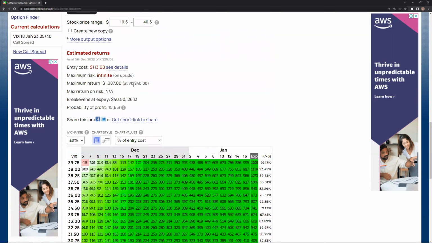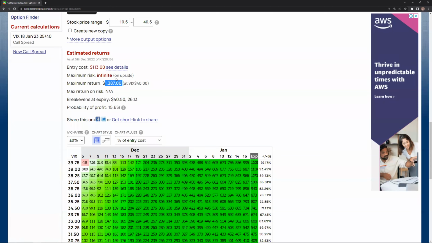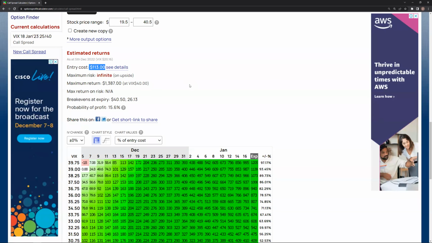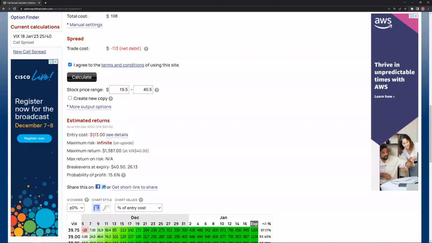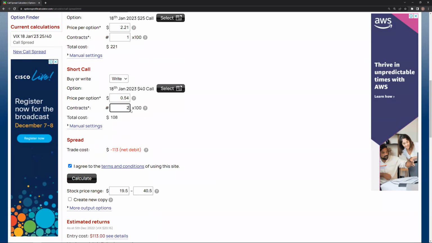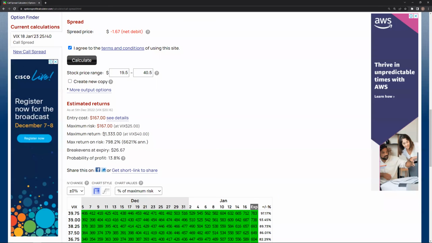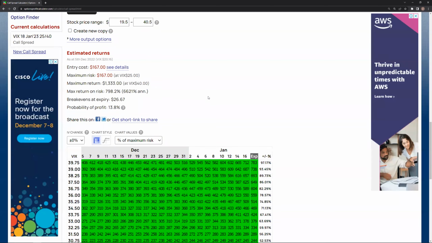But as long as VIX expires below 40, you will still get your maximum return. And because now your entry cost is drastically lower, your risk-reward ratio will be very, very high. Because now the risk-reward ratio is 1,387 divided by 113. Compared to, let's say just now, if I just have 1 contract, it will be 1,333 divided by 167, and the risk-reward ratio is not as attractive.